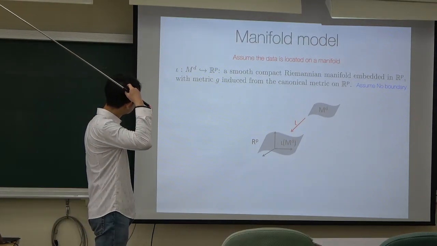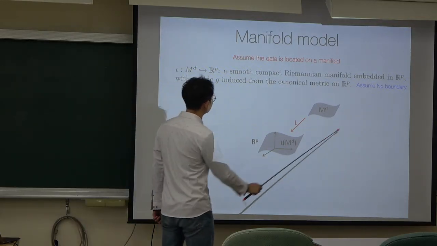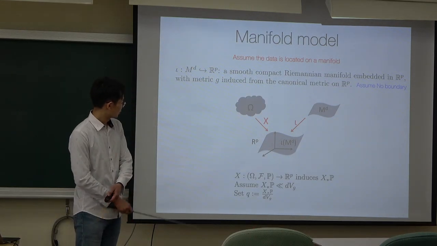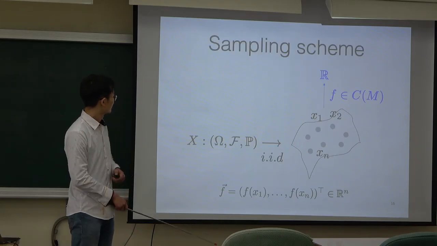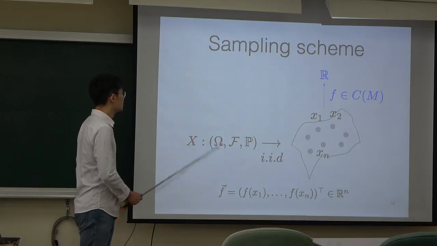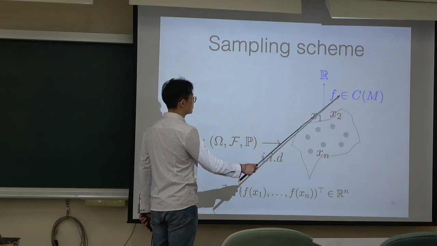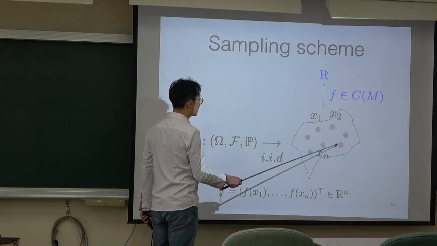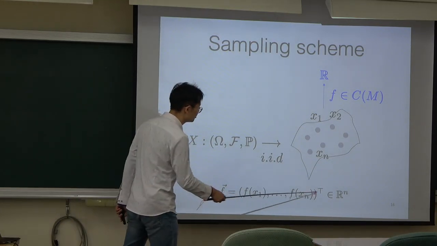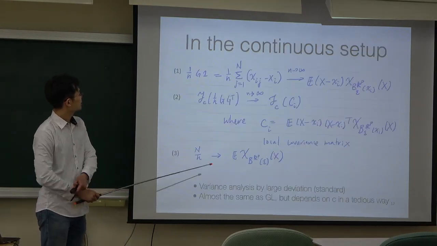This is another picture of what we have shown in the previous slide. And now we have the sampling scheme. We have the random vector X. Now you sample n points IID on the manifold, and you have a function which is continuous on the manifold, so you can construct a discretization of the function on these n points, which becomes an n-dimensional vector. So that is the IID sample.